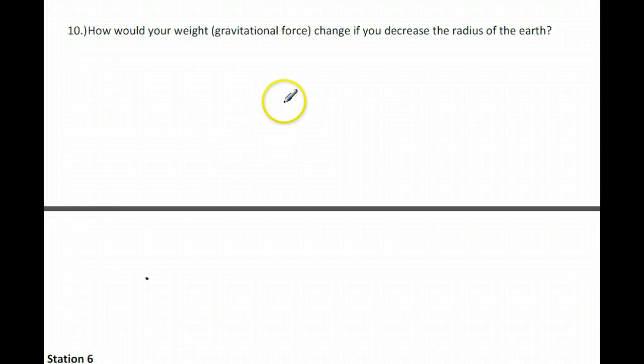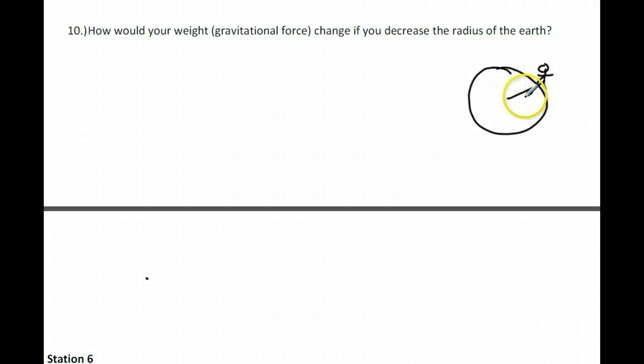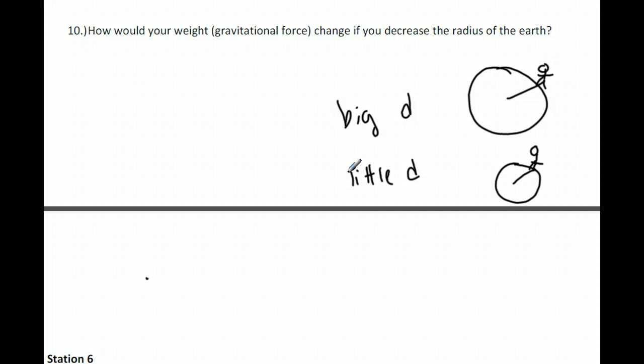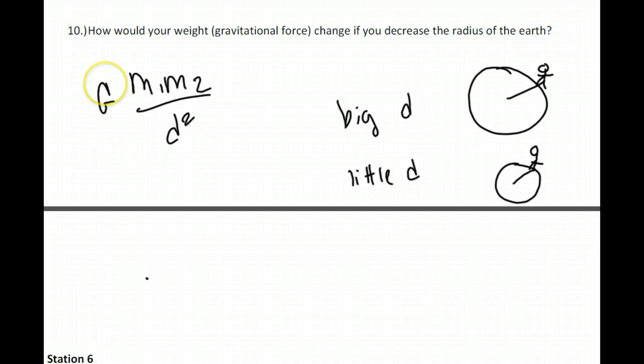So how would your weight change if you decrease the radius of the Earth? So if you're here, yay, you're on Earth, and you decrease the radius of the Earth, you're essentially changing the distance, right? So we have a big distance and you have a little distance. And so if you decrease the distance in this formula, m1 m2 divided by d squared, if you decrease the distance, then basically what you're going to do is you're going to increase the force.